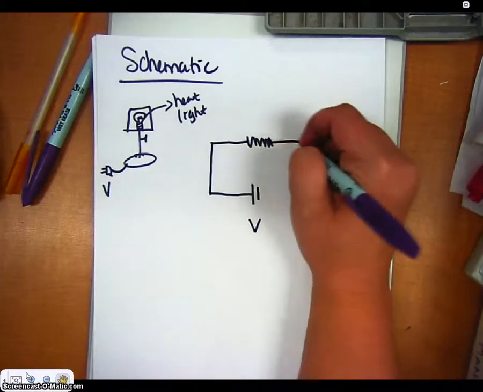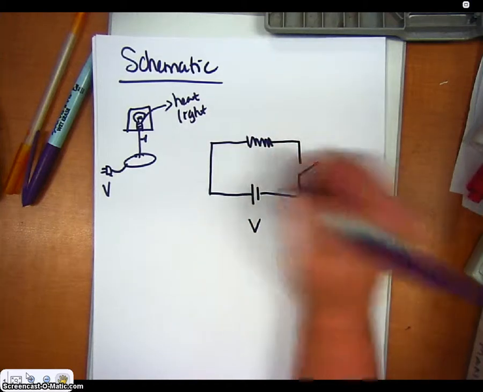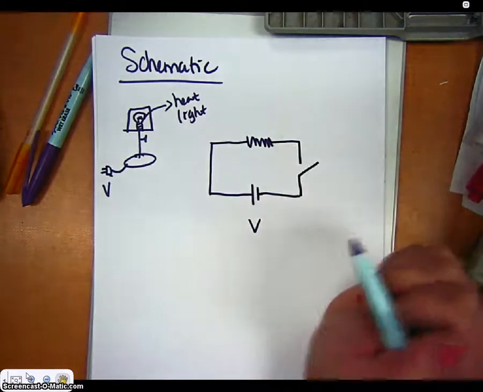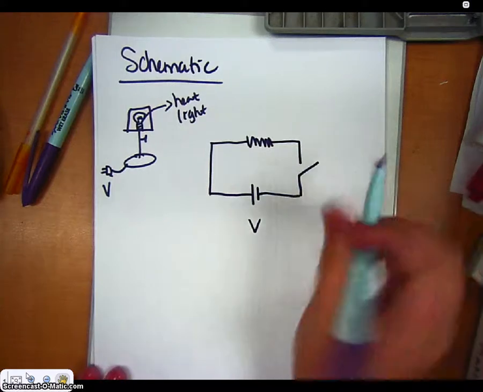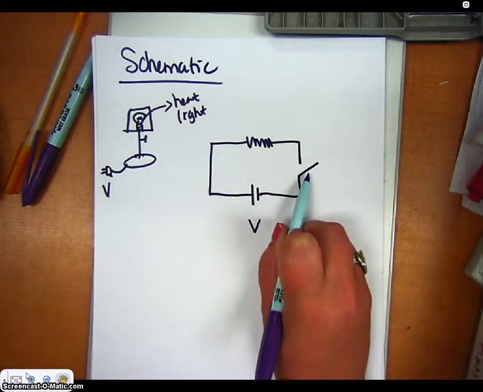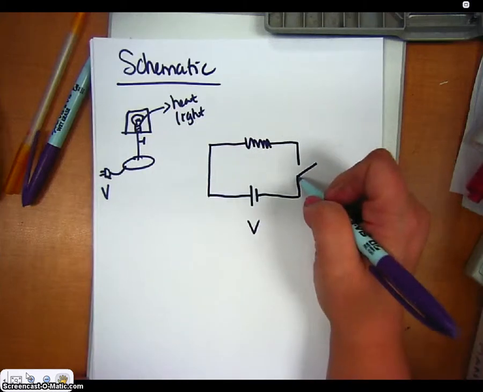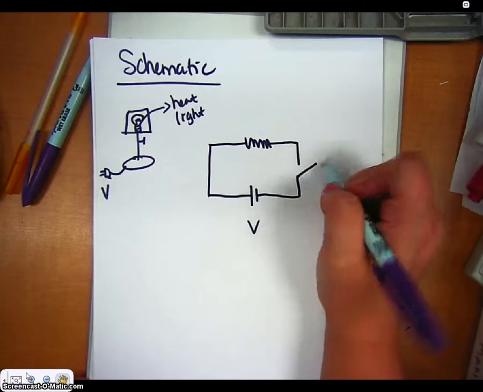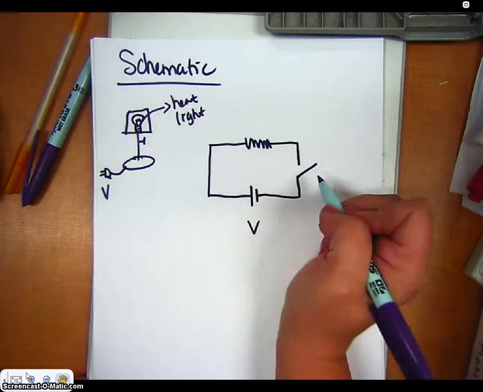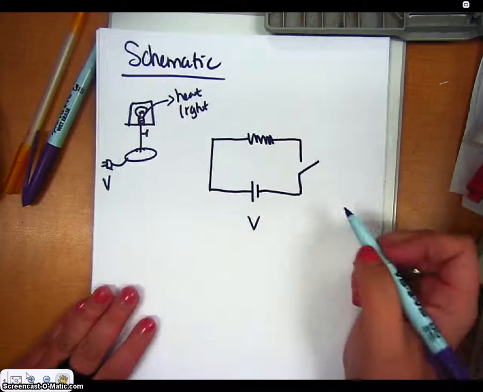And then over here we have our switch, and then it comes back to the other side that's plugged into the other side of the wire. Now this circuit is said to be open, right? Which means it's not flowing any electricity. The switch is open here. If I were to close the switch, closing the switch then turns the circuit on and causes current to flow.